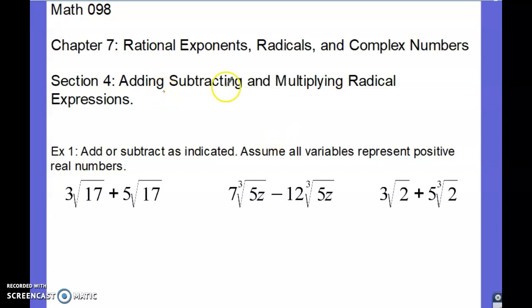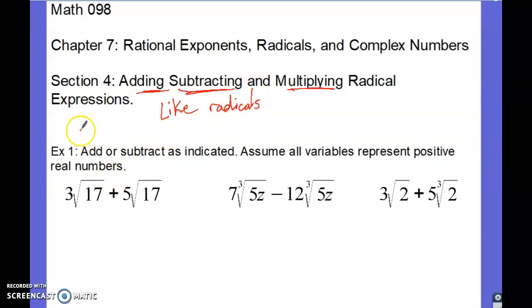Alright, we're going to work on 7.4 where we're adding and subtracting, and I guess multiplying radical expressions. But anyway, if we're adding and subtracting, basically they need to be like radicals. Just like terms, they need to be exactly the same.